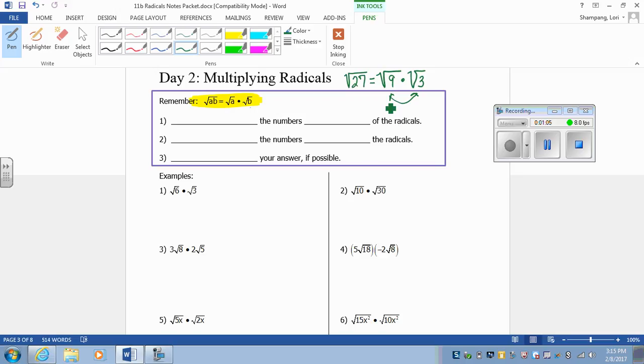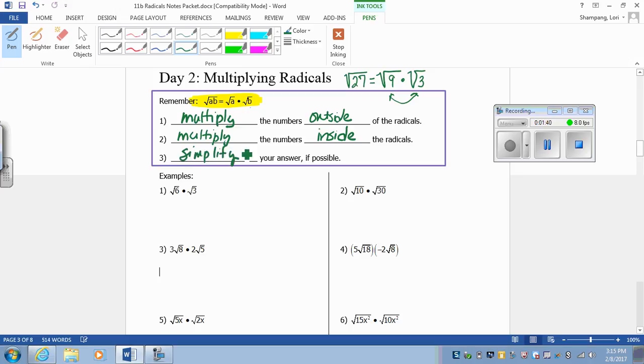We're going to have multiplication problems involving radicals that have numbers that are outside the radicals, as well as numbers that are inside, called radicands. So first of all, if we have numbers that are outside of the radical, we're going to multiply those together. We're going to multiply numbers that are inside the radical with each other. And then once we do all that multiplication, we're always going to try to simplify our radical.